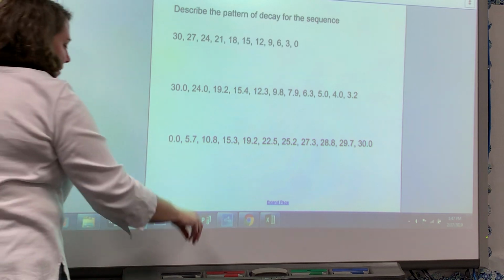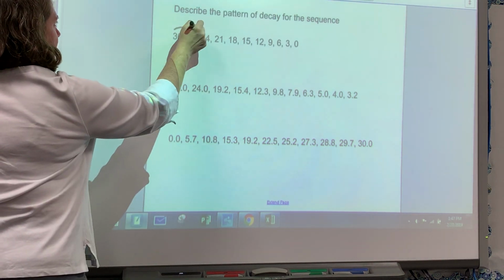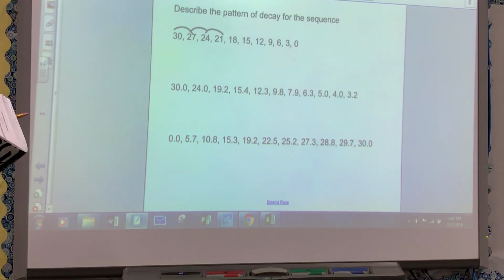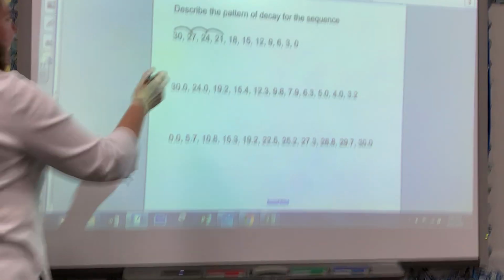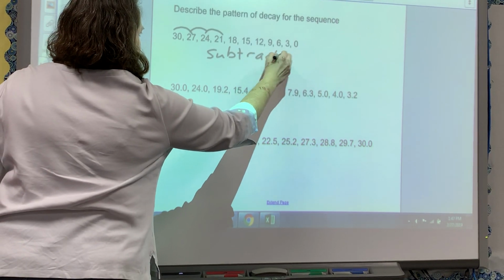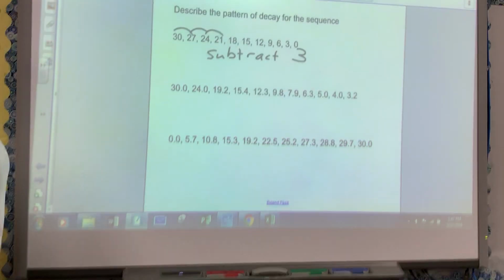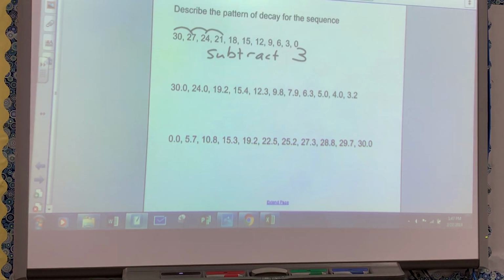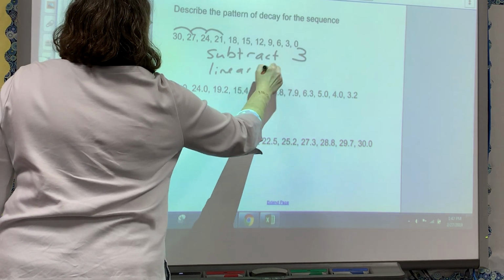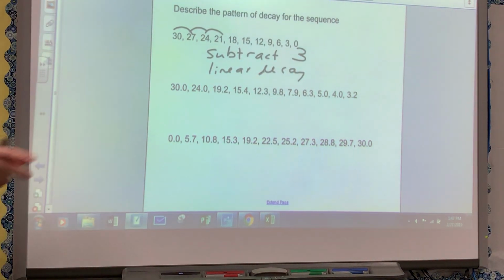So describe the pattern for this one. Look at how it goes from one to the next. What is the pattern, Ben? You subtract by 3. Okay. Subtract 3. So what kind of function is it? Ben? What kind of function is it? Linear decay. Very good. So you have to say them both when you're describing it.